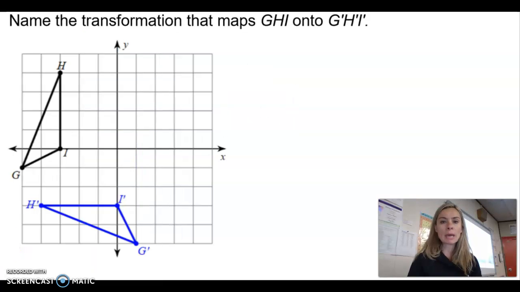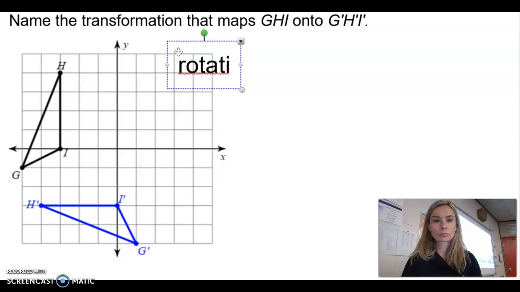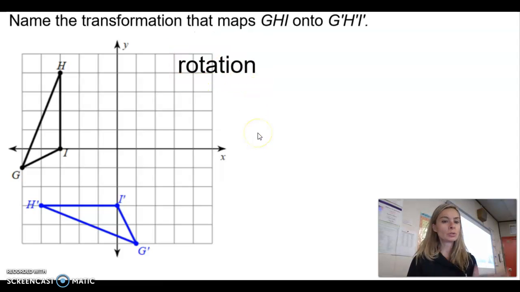Name the transformation that maps GHI onto G prime, H prime, I prime. Do you see a flip, a turn, or a slide? A turn, okay. A rotation. And if you remember what I told you, if you move from one quadrant to another quadrant, it would be 90 degrees. If you move 2 quadrants, that would be 180 degrees. Maybe just take a look at one point, point H. How many quadrants does it move?